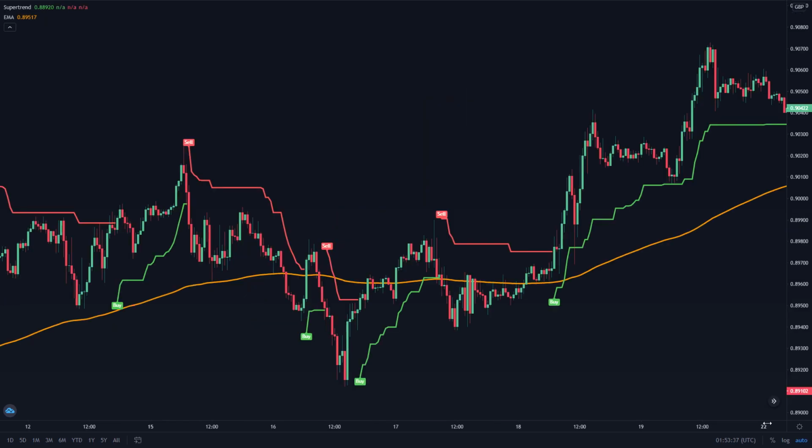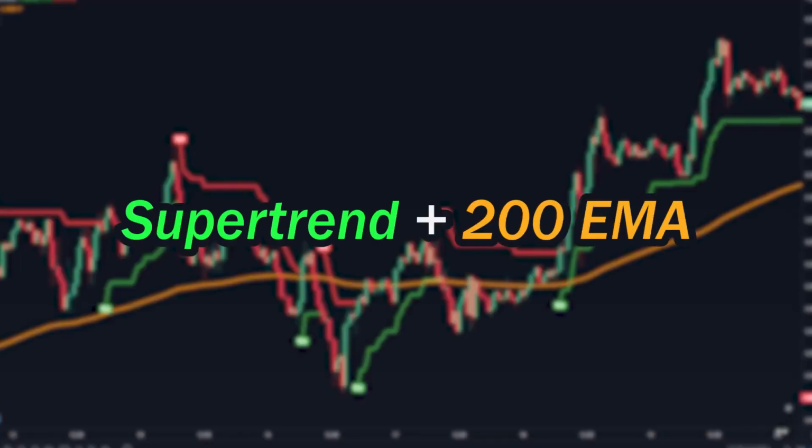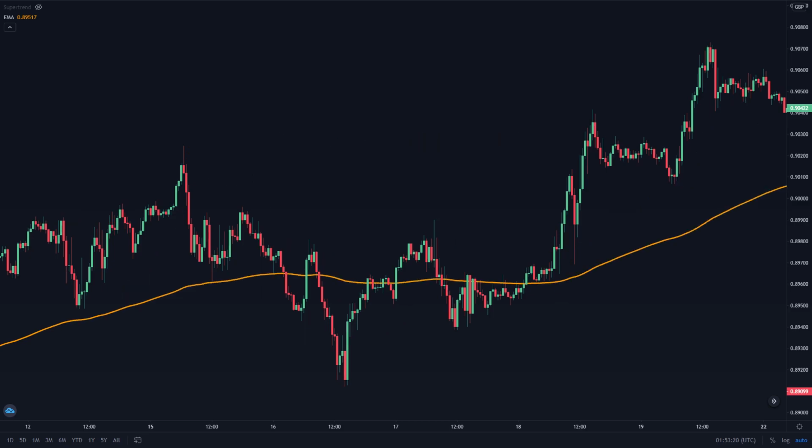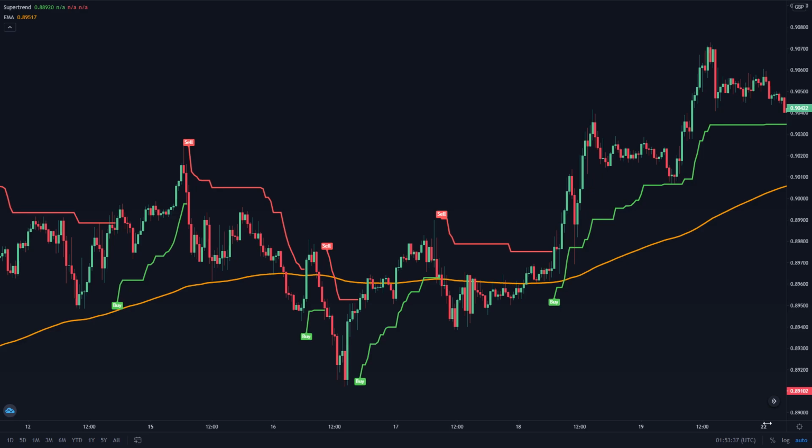The next strategy that I personally use when trading the super trend indicator is by combining it with another indicator such as the 200 EMA. Because the super trend can be used to detect short to medium term trends, and the 200 EMA line can be used to detect longer term trend, that is why these two can be the perfect combination.